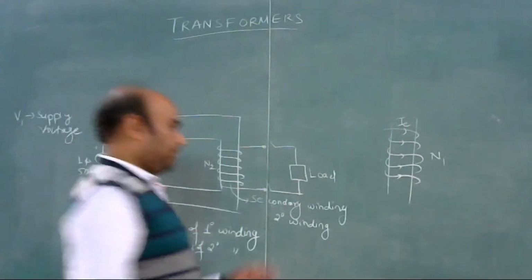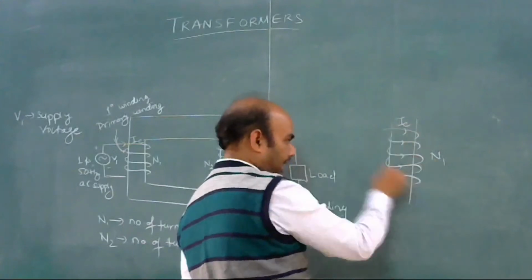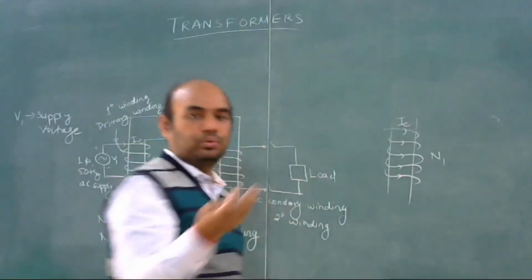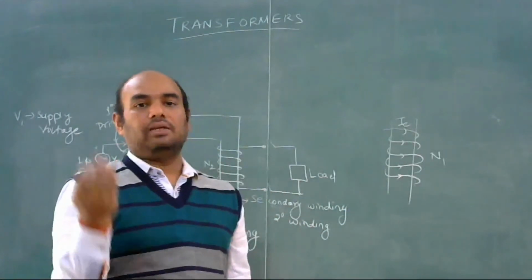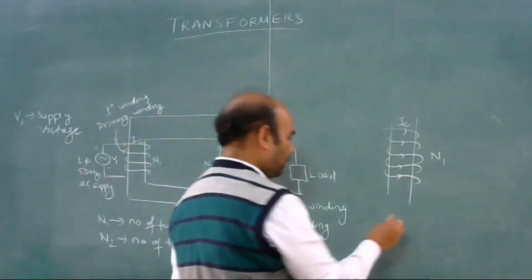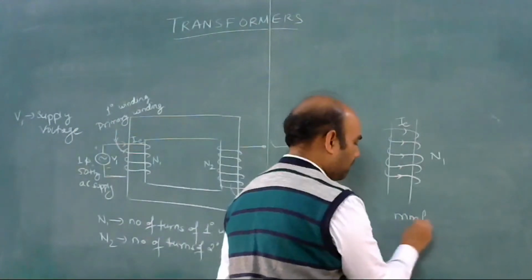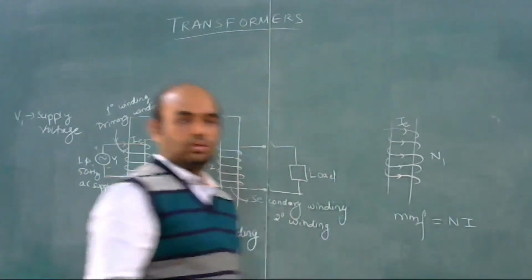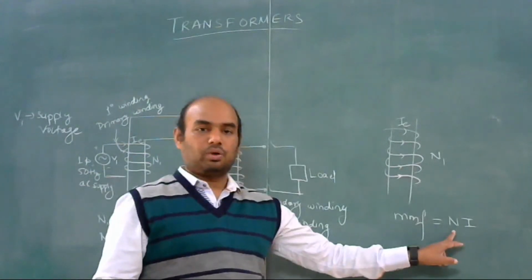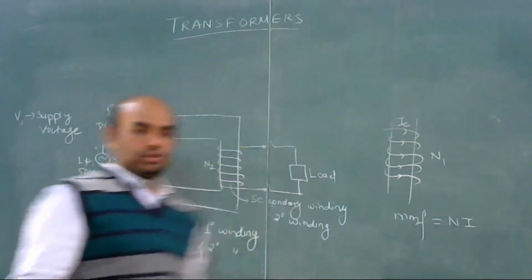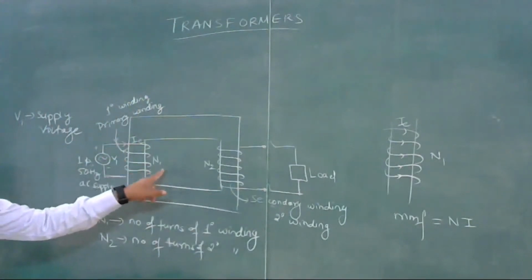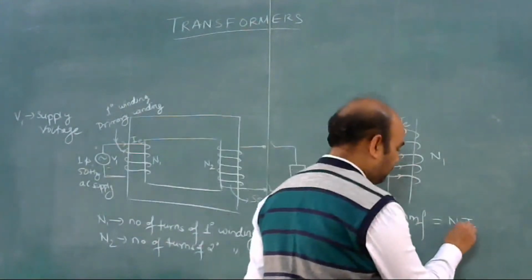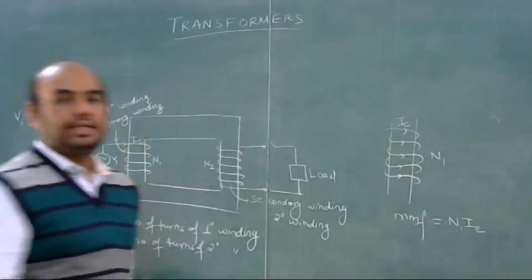So whenever a current flows in N number of turns, it will produce MMF, the magnetic motive force. You have studied it in other classes. MMF, magnetic motive force, is equal to N into I. So you require N number of turns of winding and current I. Here there are N1 number of turns and current I is flowing. So here the primary MMF will be N1 and current is IE.